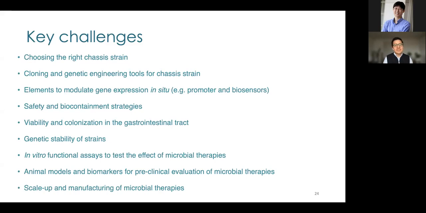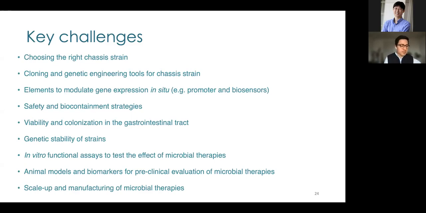And of course, before you go into humans, an important part is that you are able to scale up your production, because one thing is to produce it in a test tube or to produce enough for an animal study, and a completely different thing is to scale up the production and manufacture of your microbial therapy for applications in humans. So we also have one project that is focused on that part of developing the microbial therapies.